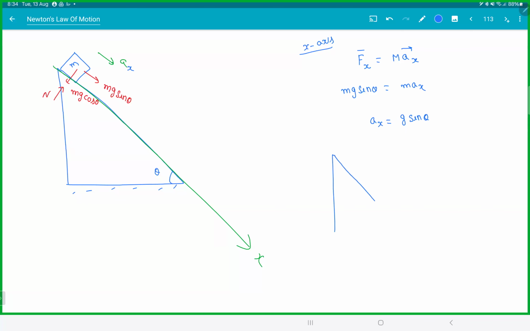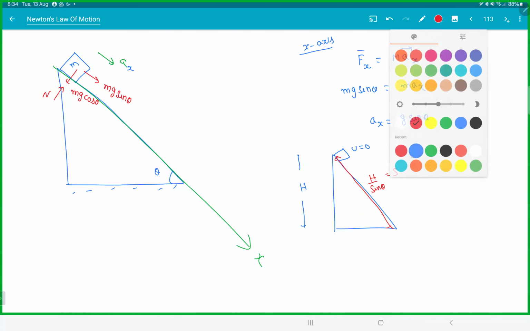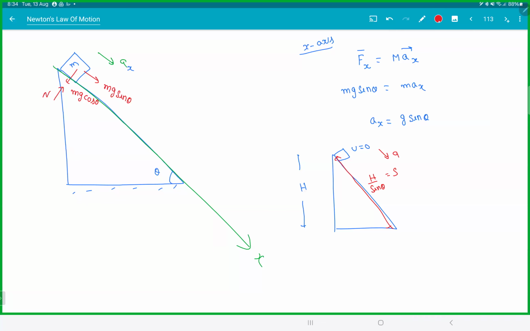You're done, you got the acceleration. This is height h. The block's initial speed is 0. The hypotenuse distance is h by sin theta, that is your displacement. You know displacement, initial velocity, and acceleration, and you're asking for time. Kinematics: s equals ut plus half at square. Everything you learned will pop up. Displacement is h by sin theta, initial velocity is 0, acceleration is g sin theta, so h by sin theta equals half g sin theta times t square. Therefore, t equals root over 2h by g sin square theta.